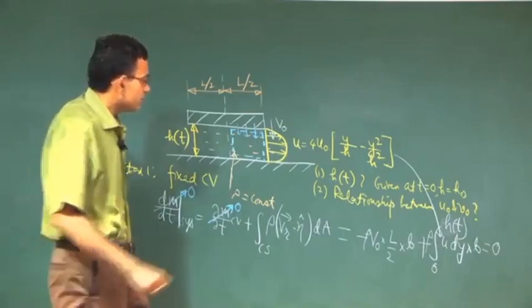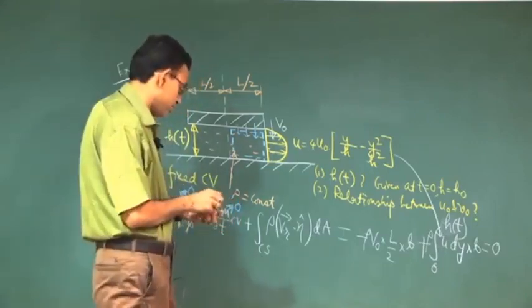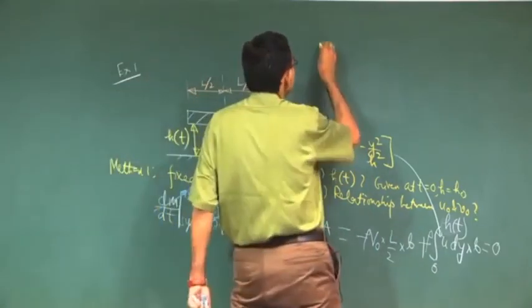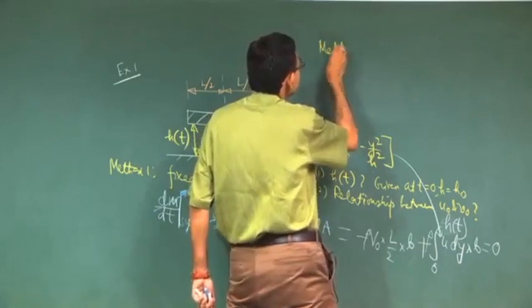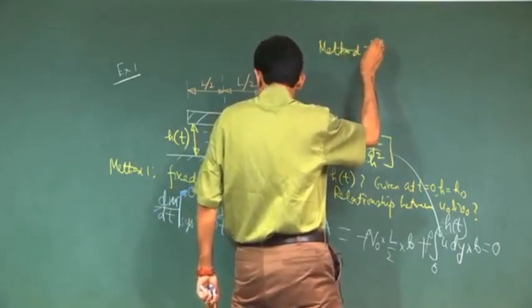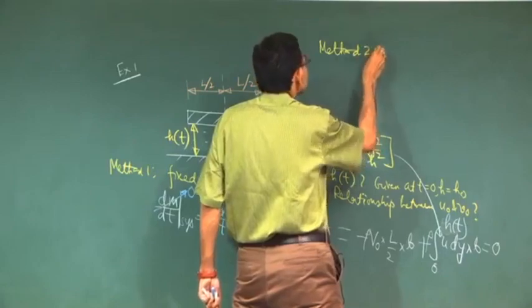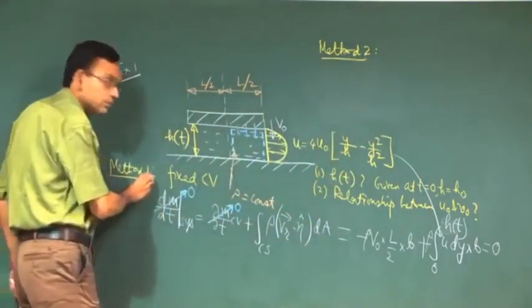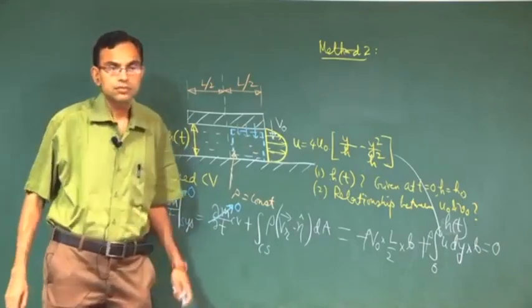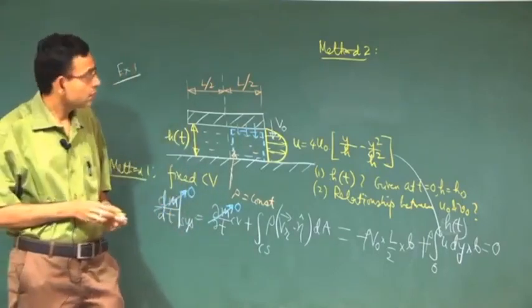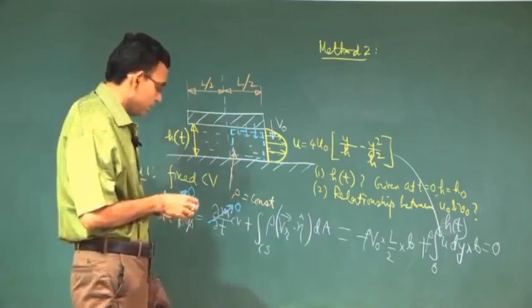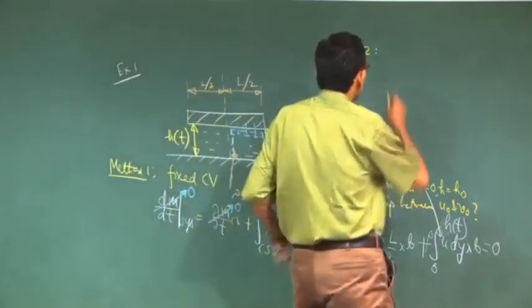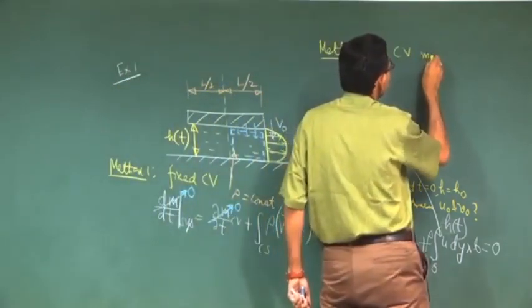Now just for the sake of fun we will consider another method, method 2. Method 2 is control volume moving with the plate.